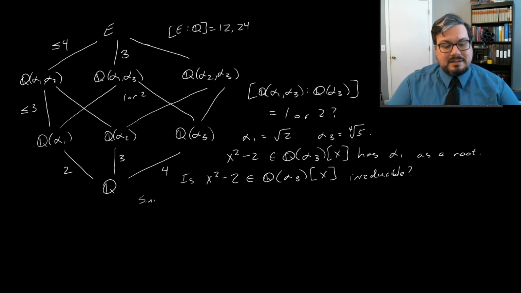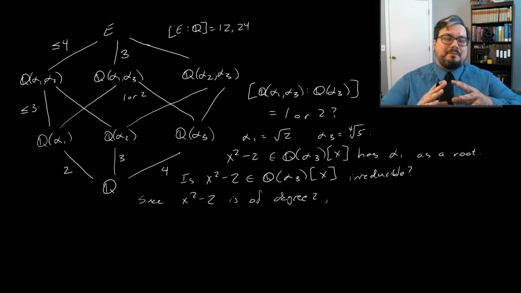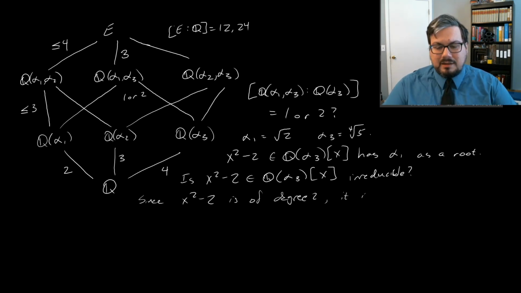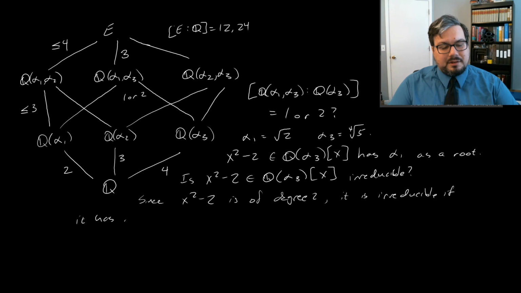Now, since x squared minus 2 is of degree 2, remember that we can detect whether a polynomial is irreducible. A polynomial of degree 2 or 3, we can determine whether it's irreducible by checking to see if it has any roots. So it is irreducible if it has no roots in Q(alpha 3).